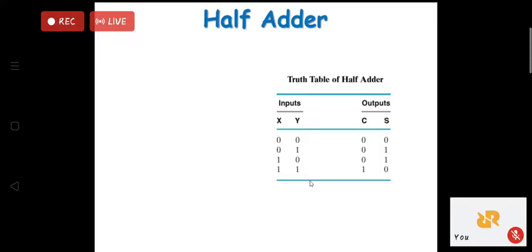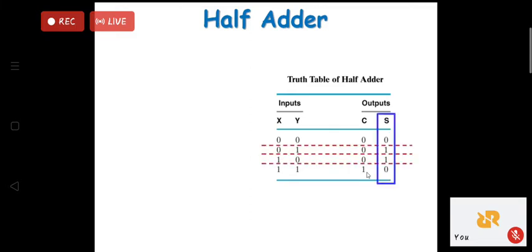Then we have discussed the half adder truth table with carry and sum. C stands for carry and S stands for sum. X and Y are the two inputs. 0, 0: the sum is 0, carry is 0. 0, 1: sum is 1, carry is 0. 1, 0: sum is 1, carry is 0. And 1, 1: sum is 0 and carry is 1. So with this, we have written the Boolean expression for that.